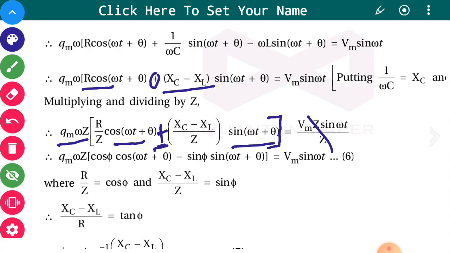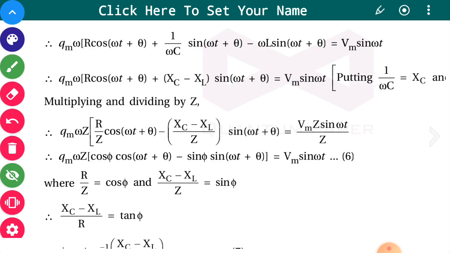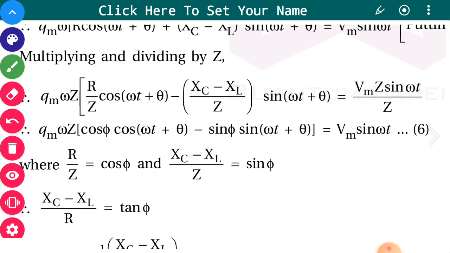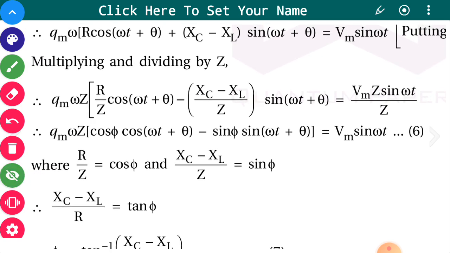Now this R upon Z is taken as cos phi, and this Xc minus XL upon Z is taken as sin phi. It has been replaced by these two terms. R upon Z is replaced by cos phi, and the other one is replaced by sin phi. Here it will be plus. So cos phi cos(omega t plus theta) plus sin phi sin(omega t plus theta) is equal to Vm sin omega t upon Qm omega Z, as it is.